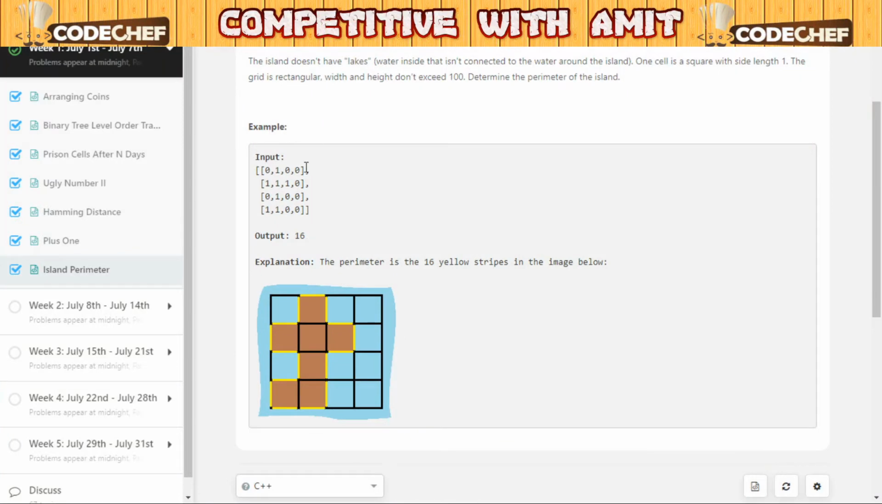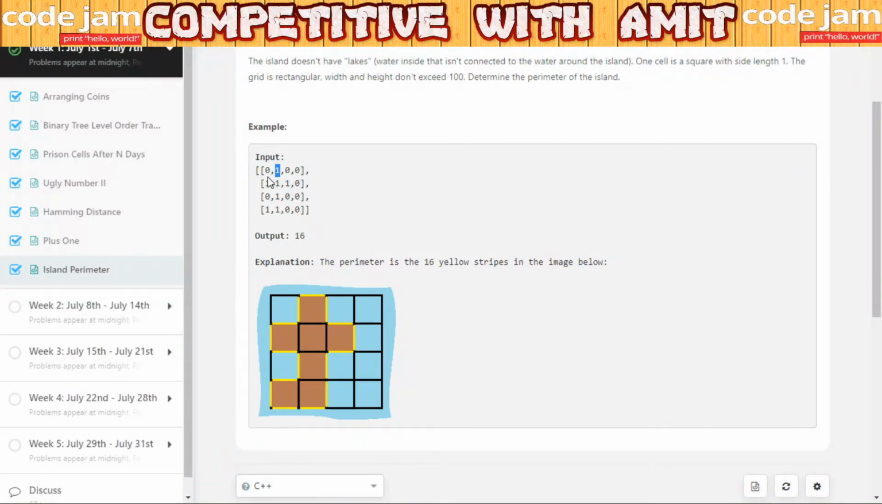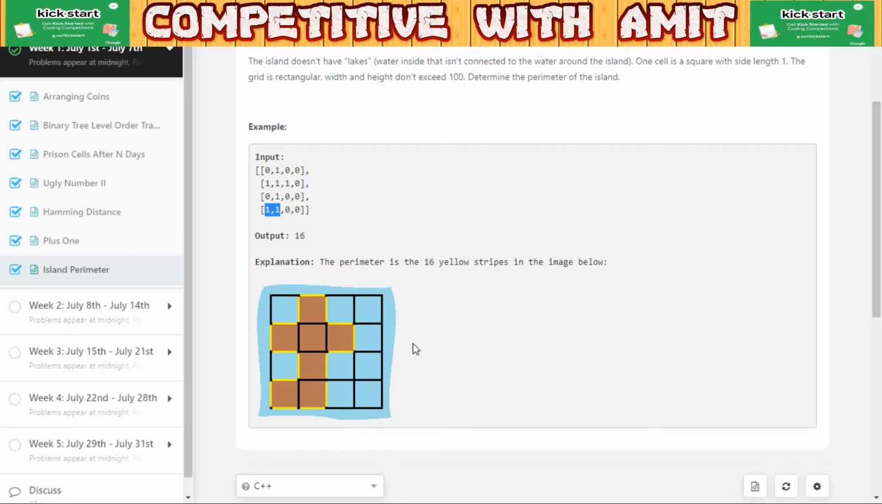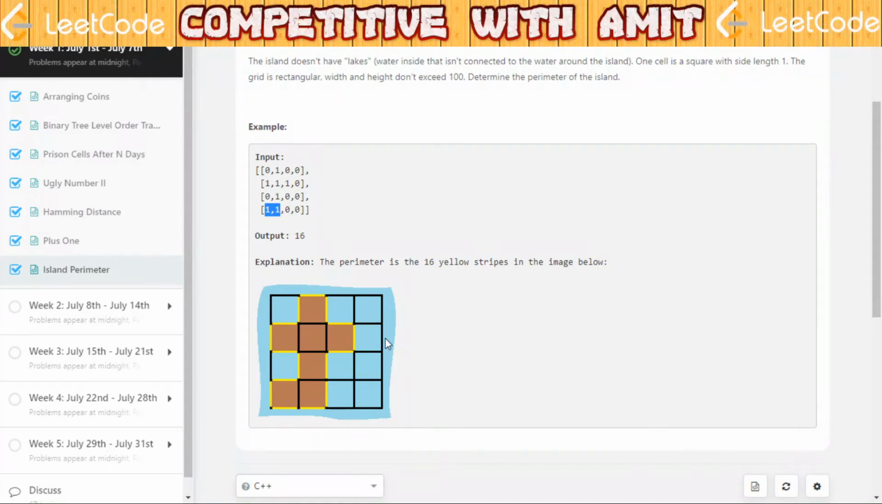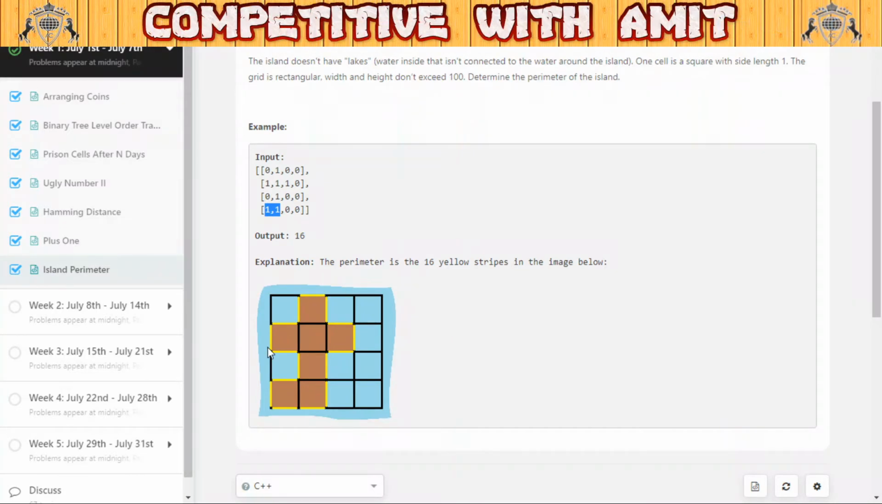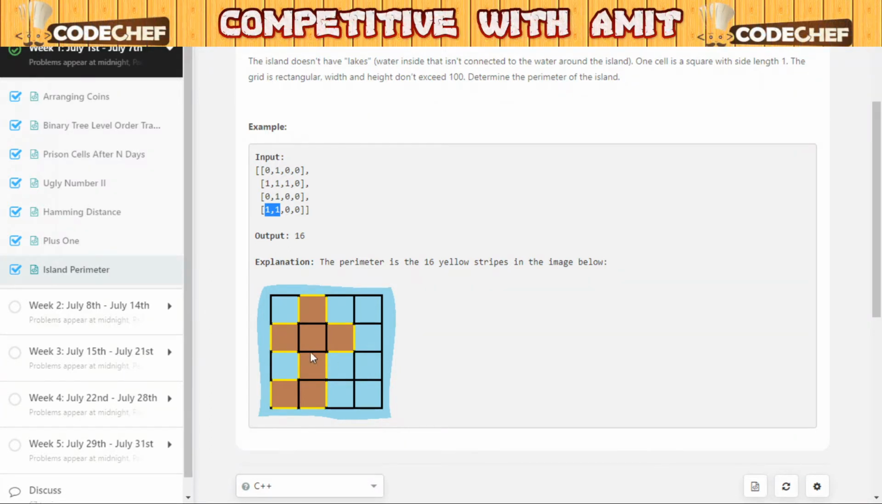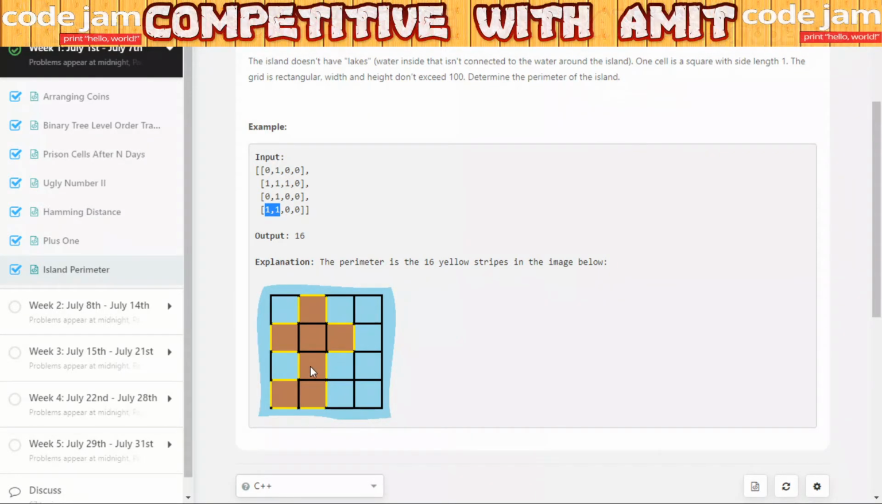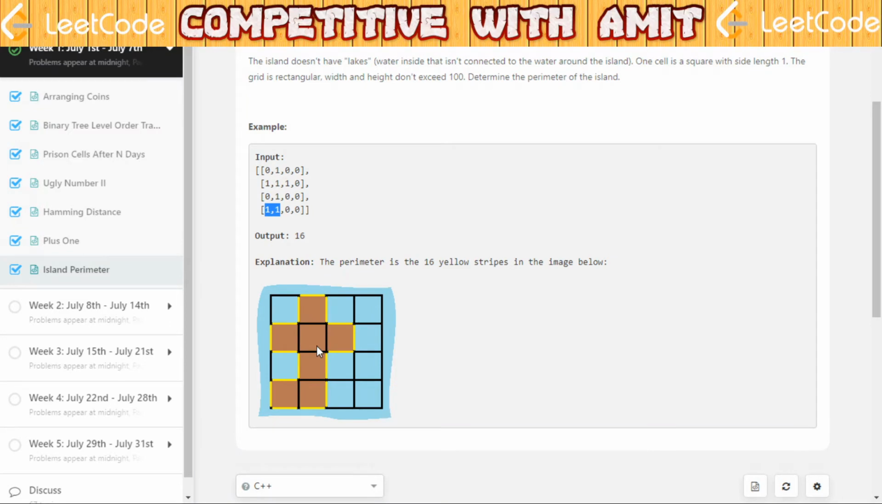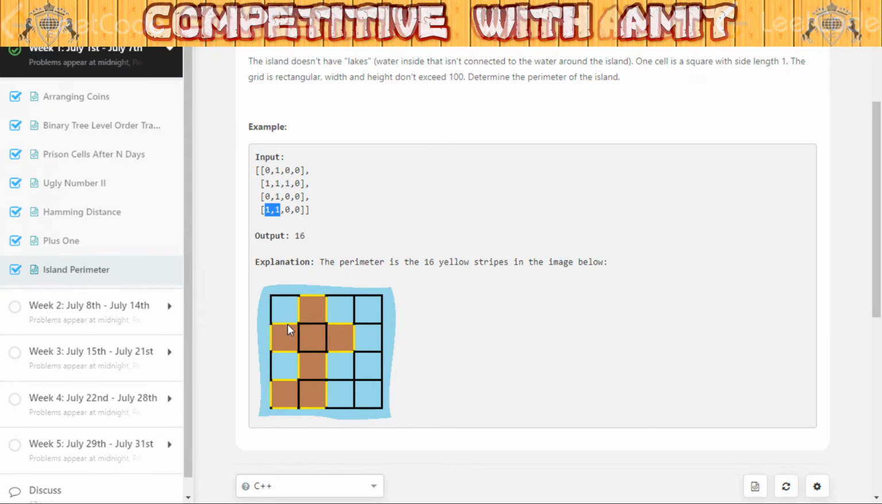Suppose we have this as a matrix. Now all these ones represent the land. So our world or our matrix will look something like this, in which the brown indicates the land and the blue indicates the water. Now we have to count the perimeter. The logic is that we have to surround the whole island by a perimeter.